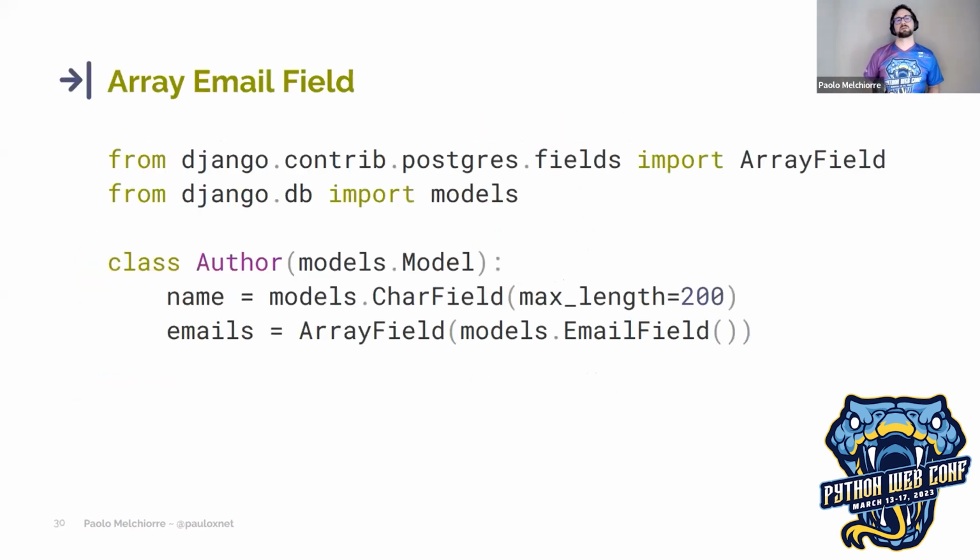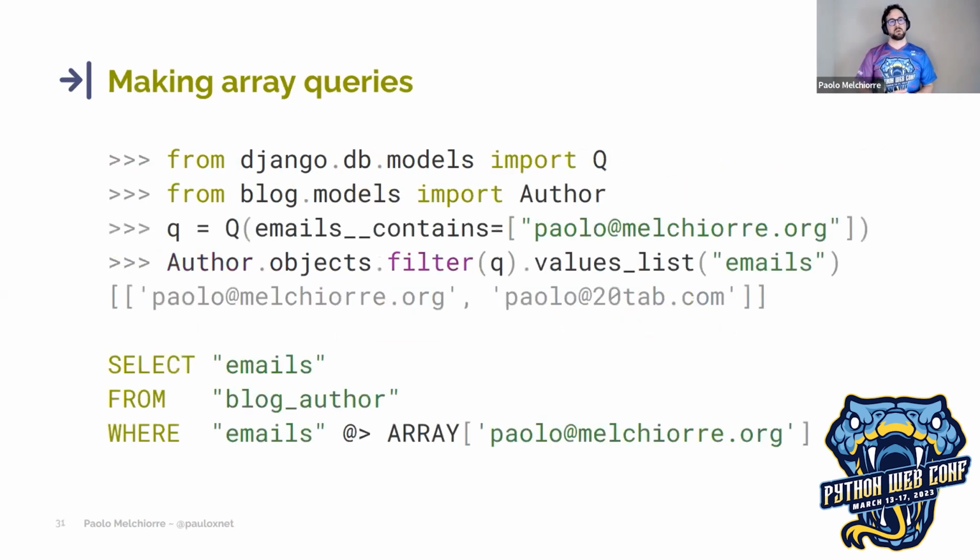For example, we can store multiple emails in our author model by defining an array of emails using the email field as a base for our array field. We can then query our author looking for an email. The content of the field itself is represented as a list. The resulting SQL code uses all Postgres-specific operators for the array, which is very fast.